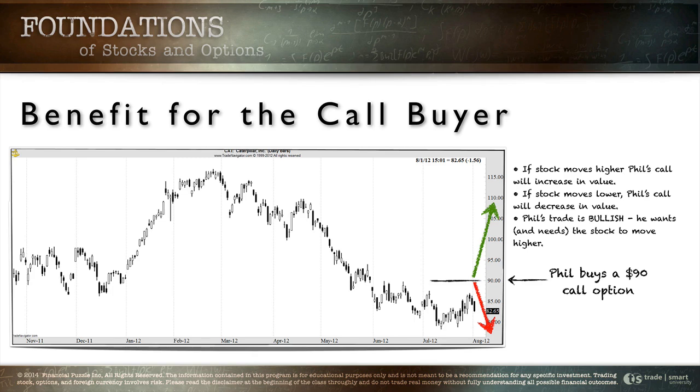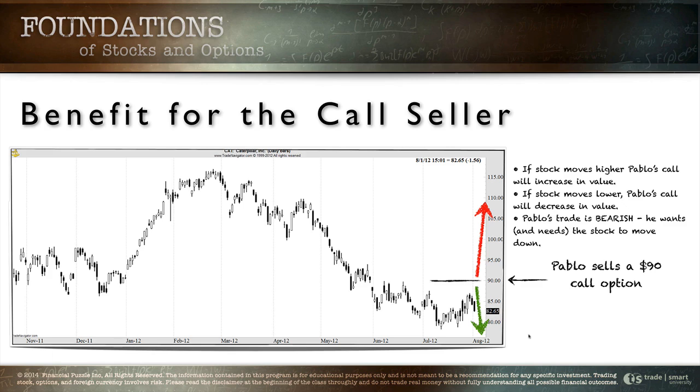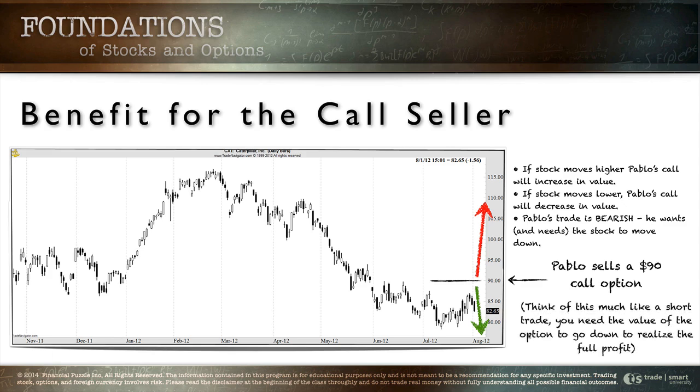That's the buyer side. Let's look at the seller side. Pablo, in my example here, because that's what I wrote on the screen, is going to sell that $90 call option. If the stock goes up, Pablo's going to cash out at $90 plus his premium. That's it. If the stock goes down, well, Pablo's actually making money on that call option. Let's look at how this would work out. Stock moves higher. Pablo's call will increase in value. Consequently, Phil's going to probably come back and buy it. If the stock moves lower, Pablo's call is going to decrease in value.